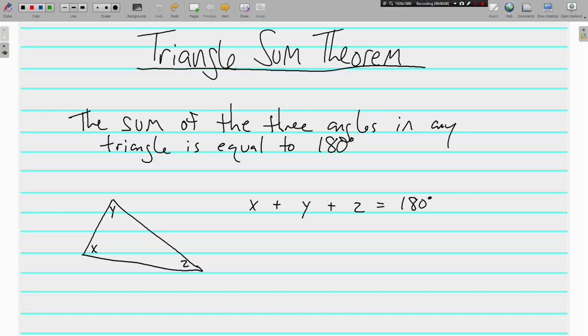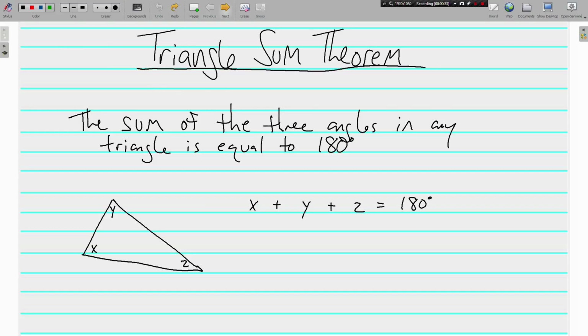The triangle sum theorem states that the sum of the three angles in any triangle is equal to 180 degrees. So it doesn't matter what kind of triangle it is: acute, right, isosceles, scalene, any kind of triangle. If you add the three angles together, they have a sum of 180 degrees.